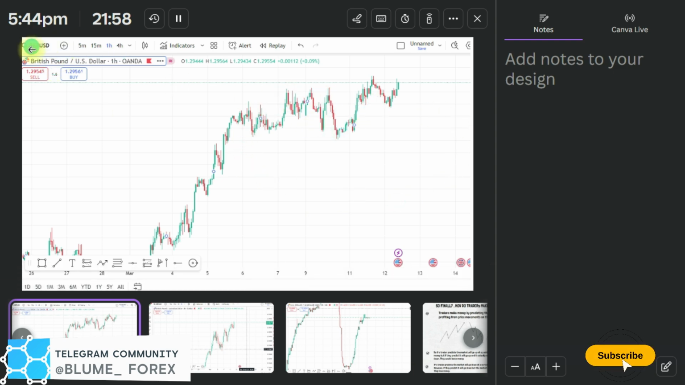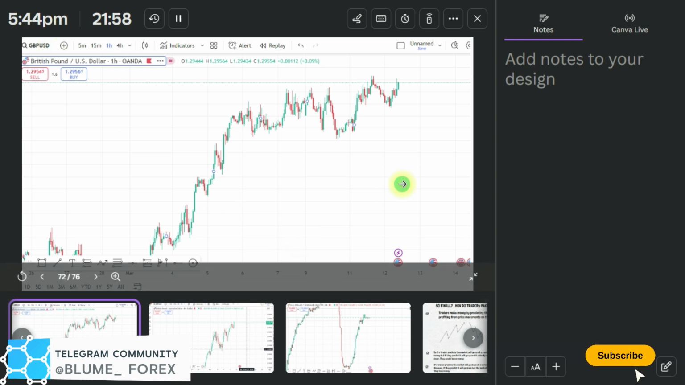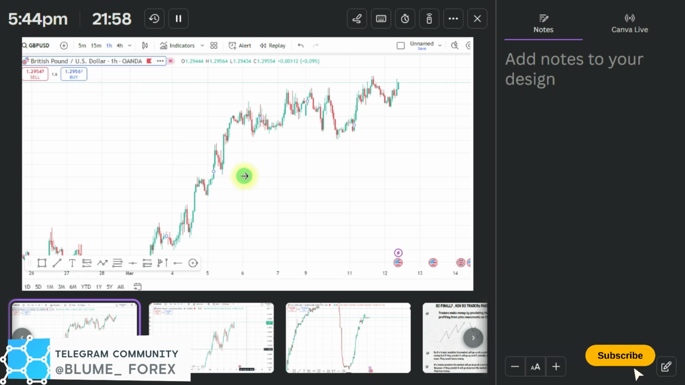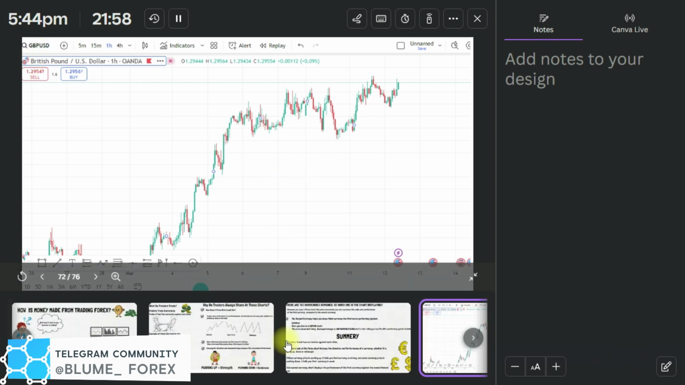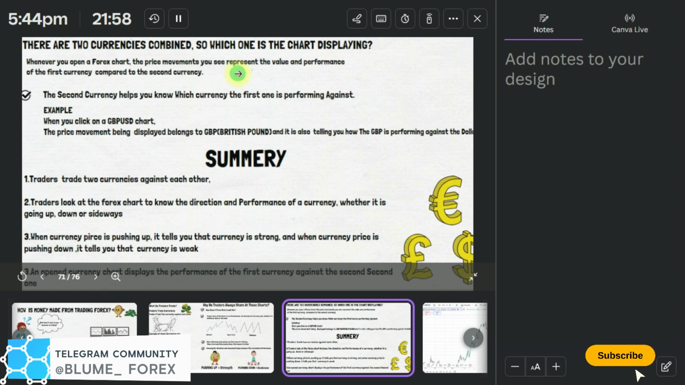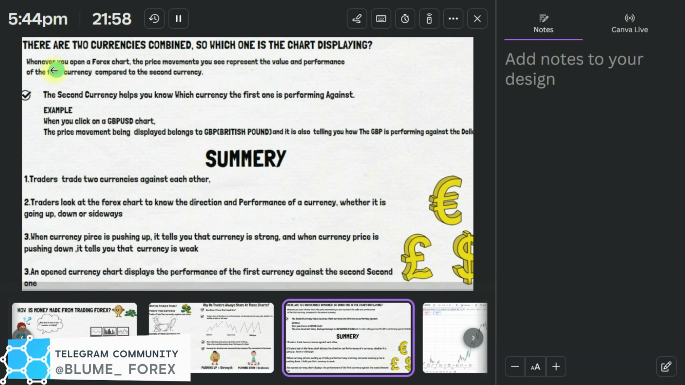here is going to belong to what? The pound. And it is showing you how the pound is performing against the second attached currency, which is the United States dollar. So in this case, looking at this chart, that means the Great British Pound is performing well against the United States dollar, right? The Great British Pound is performing well against the United States dollar. So whenever you open a forex chart, the price movement you see represents the value and performance of the first currency compared to the second.